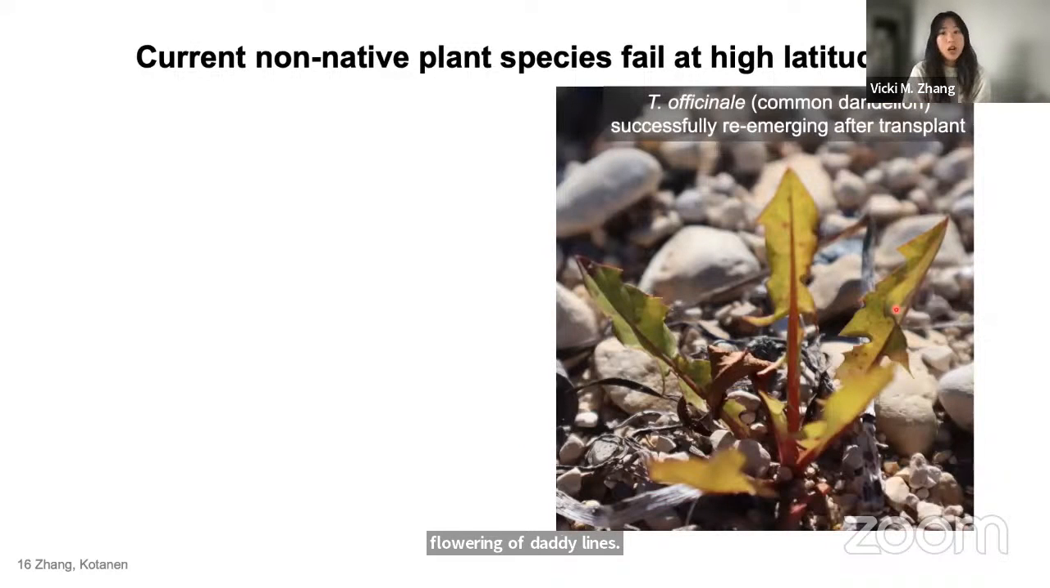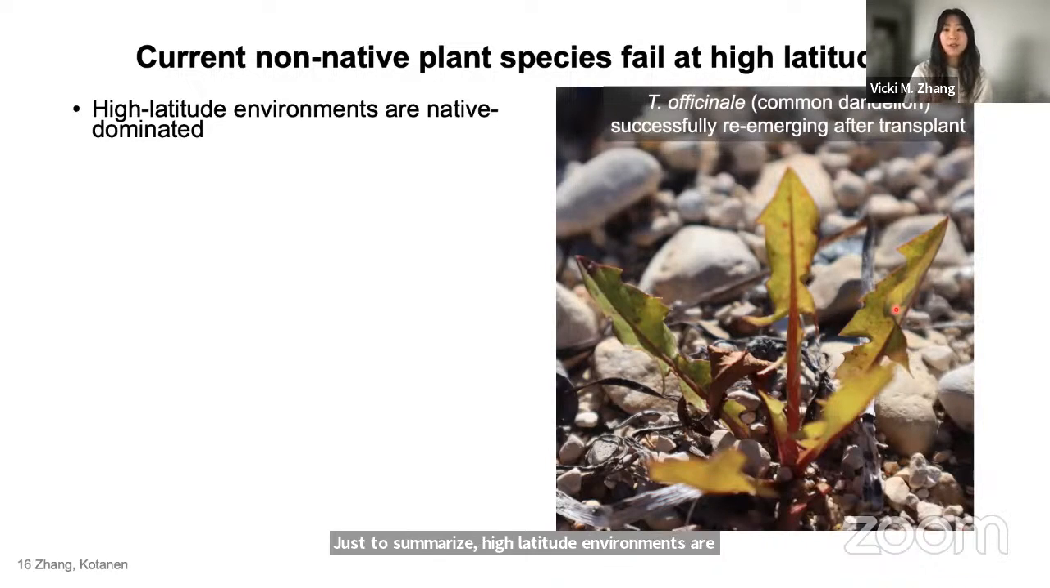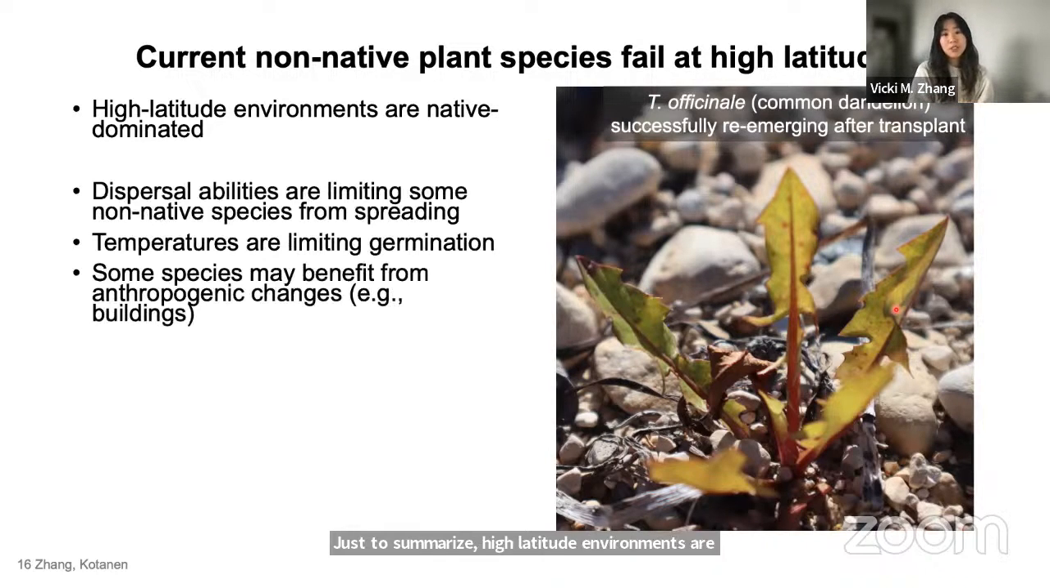This work is still novel, it's preliminary, and it will continue in future years, but it's really key to understanding the emerging issue of invasions in the Canadian North. Just to summarize, high latitude environments are currently dominated by native vegetation, and non-native species are failing to spread. And this might be due to several barriers. For instance, low dispersal ability is limiting spread into suitable habitats in the boreal forest, and colder temperatures are really limiting growth and survival and germination. And these both lead to failed invasions so far.